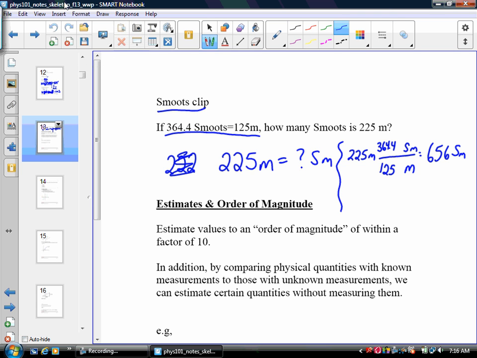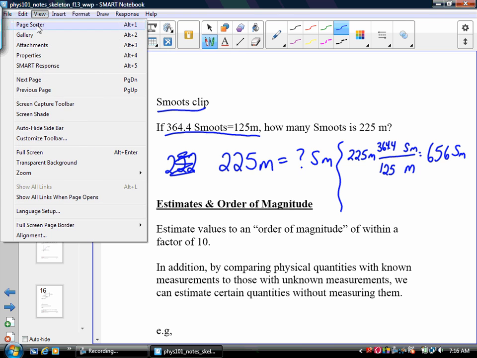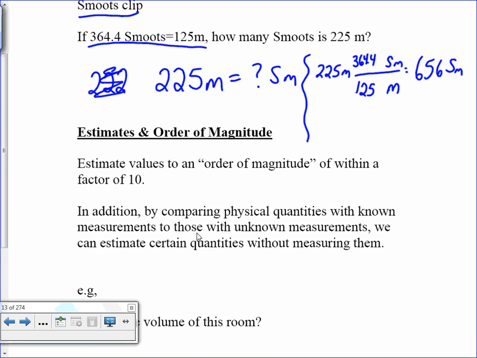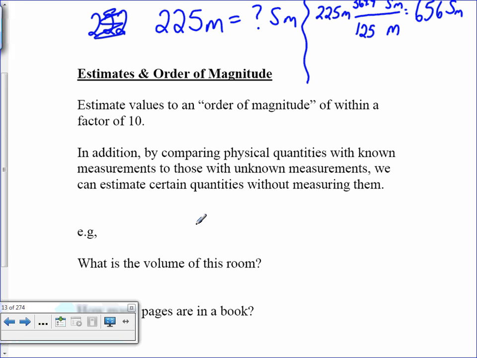All right, so this next section is on estimates and order of magnitude. When we're looking to estimate values, we're looking for an order of magnitude. That is to have something within an order of magnitude of 10. So if I ask you how many jelly beans are in a jar, I want to know, is there 1 jelly bean, 10 jelly beans, or 100 jelly beans? And one of those is closer to the answer than the other.